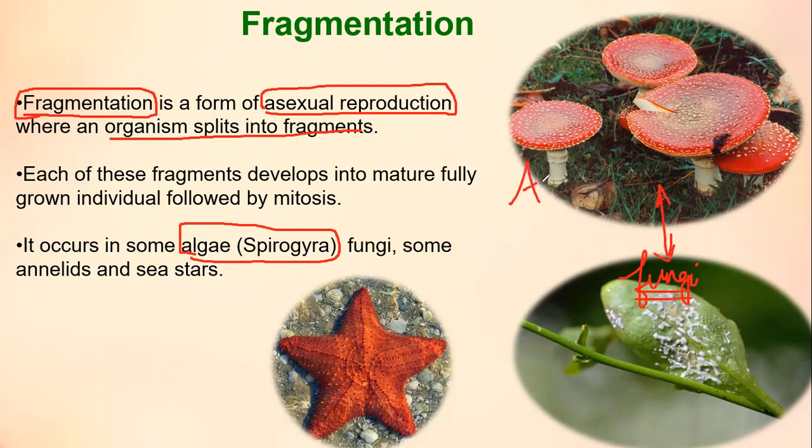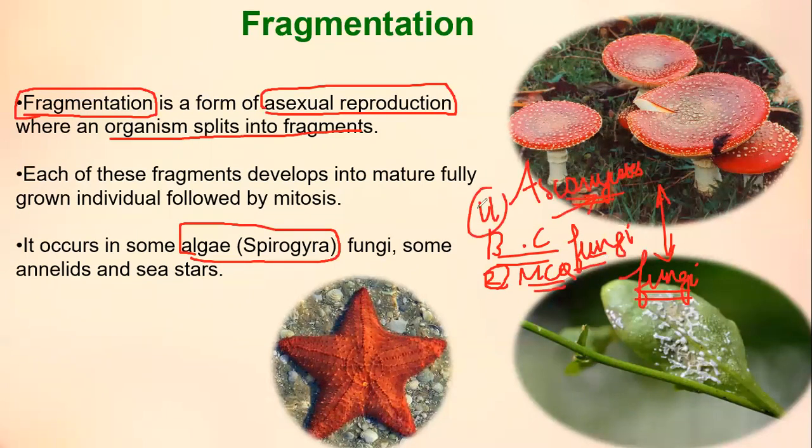This is an example of Ascomycetes. Studied in your plus one, right? In your chapter, biological classification, you might have studied. The fungus part is very important. You can expect nearly two direct NEET MCQs from the fungi of class 11. Then each fragment will develop into a mature, fully grown individual by mitosis. Fragmentation occurs by mitosis. 100% direct NEET MCQ.